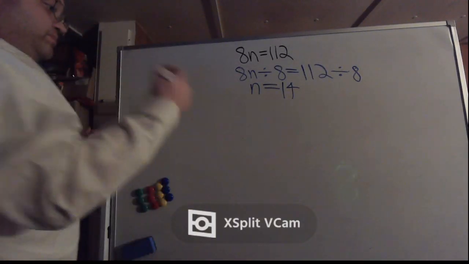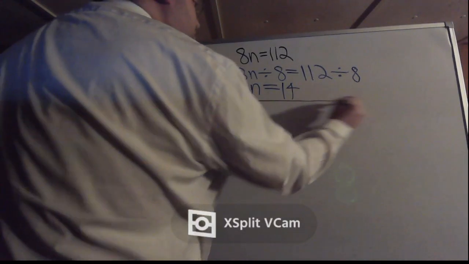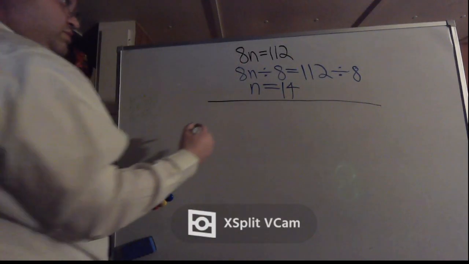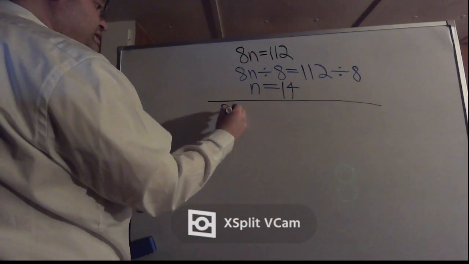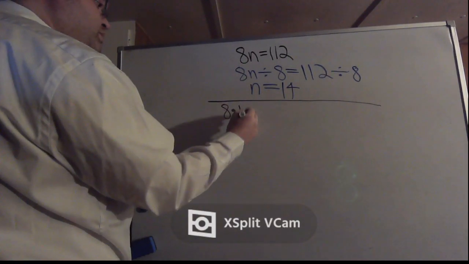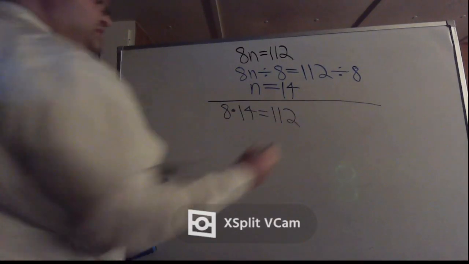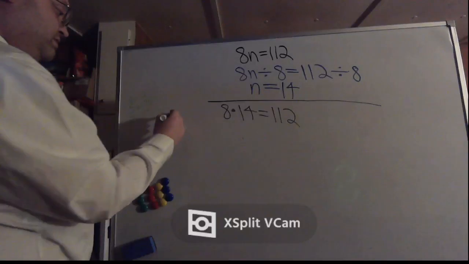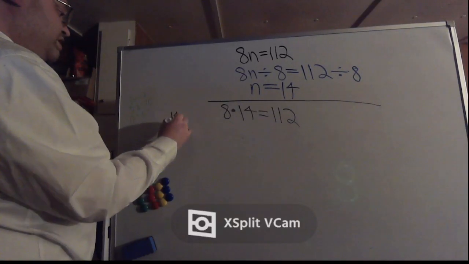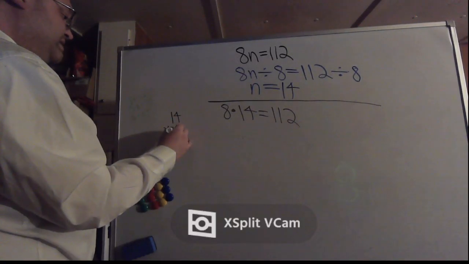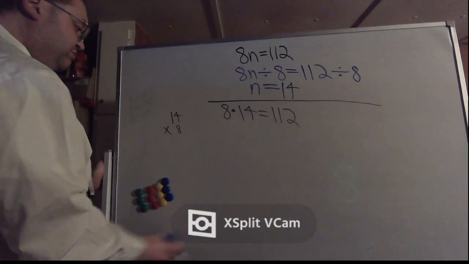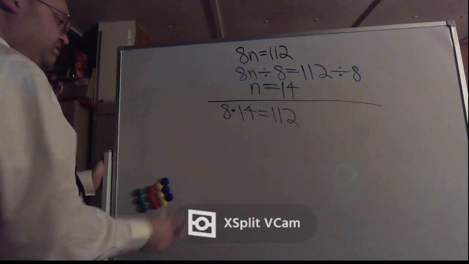So what we have to do is stick 14 into the original equation. So you'll have 8 times 14 equal to 112. Well, does 8 times 14 equal 112? Let's do a multiplication problem on the side. 14 times 8. Make this a little bit bigger. It'd be nice if you could see it, eh?